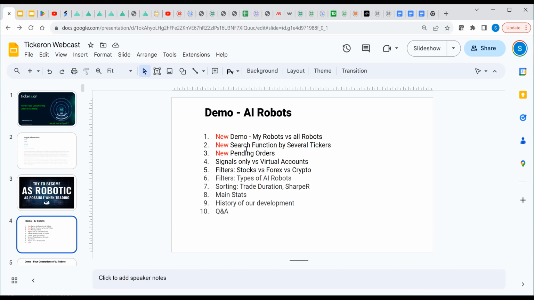Then I will show you search. It's not quite new. It's been a little while, but I'm not sure everyone really understands how to do that. Plus, we're going to improve the search function to the next level, okay? Then I'm going to talk about the pending orders. That's the real main focus of the presentation. And actually, it's more about our progress in the development of our robots, okay?